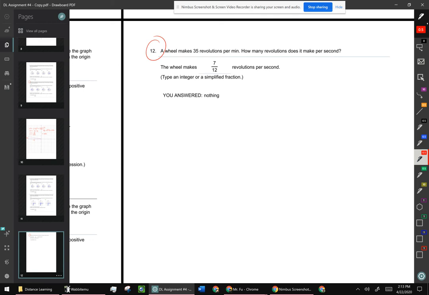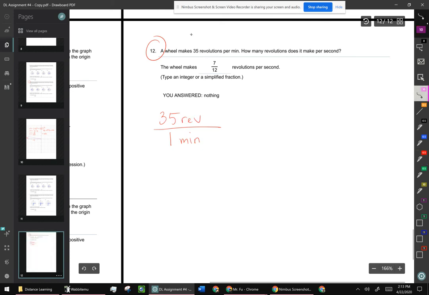So it's a unit conversion, and it's only one conversion that we need to do. 35 revolutions per minute. Per means division. So I'm going to say divided by 1 minute. Means for every 35 revolutions, 1 minute passes. I need to convert this. So I'm going to multiply.